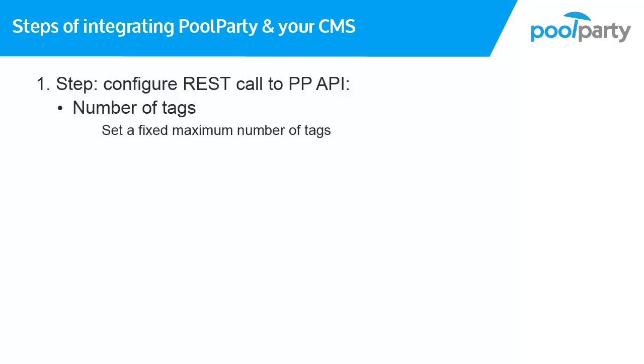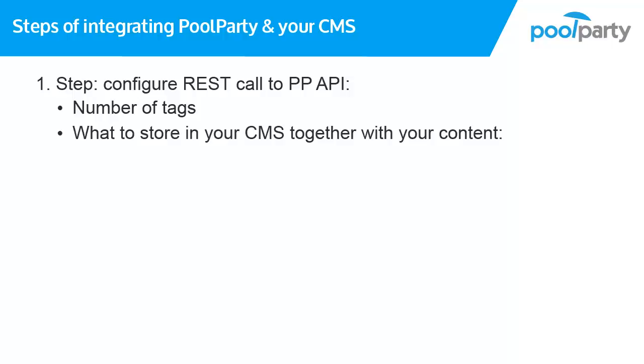As a second option, you can set a cutoff value for the relevance score. In this case, only concepts with a relevance score that is higher than your cutoff value will be returned. The actual number of tags that would be added to a piece of content would vary, depending on how many relevant concepts it contains. Finally, you will have to decide what information you would like PoolParty to return from the call. In its simplest form, you would only need to store the URIs of concepts that were found in the content, i.e. the tags, together with your content in your content management system.